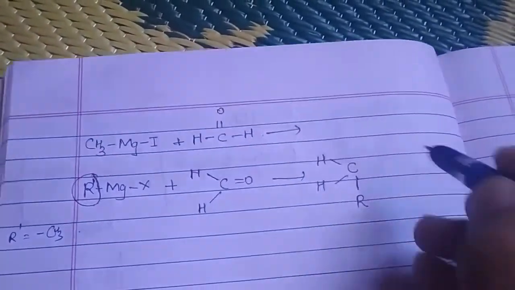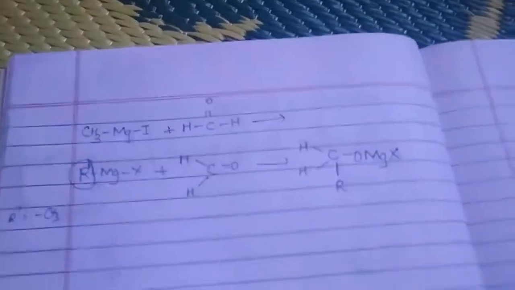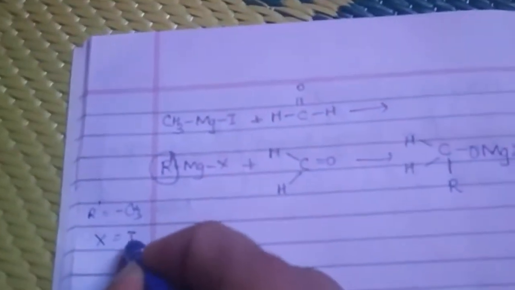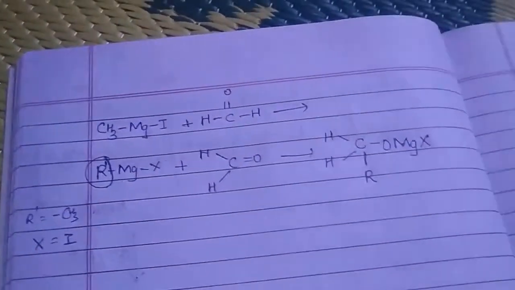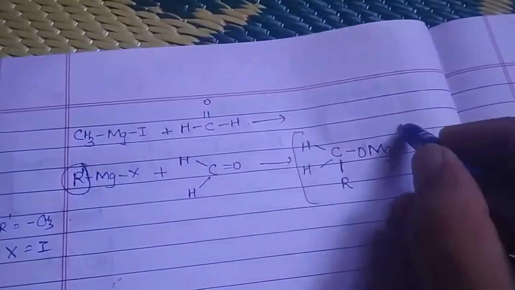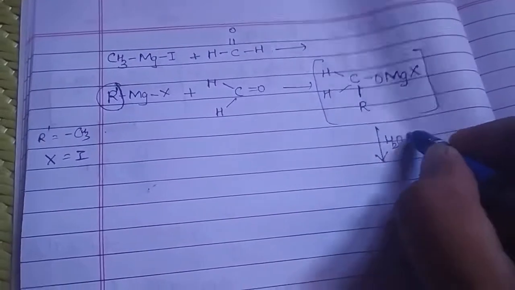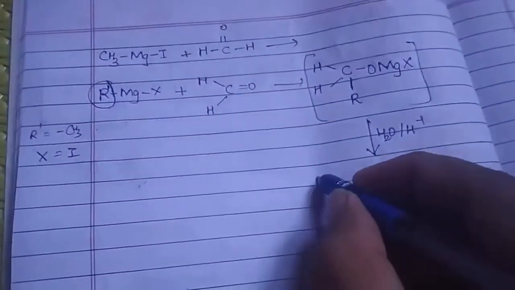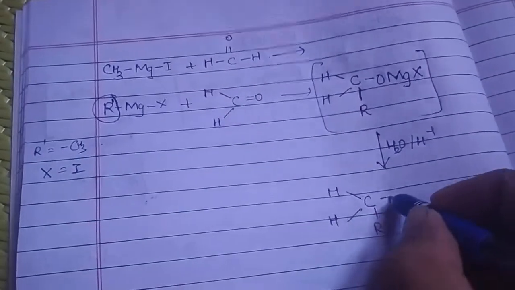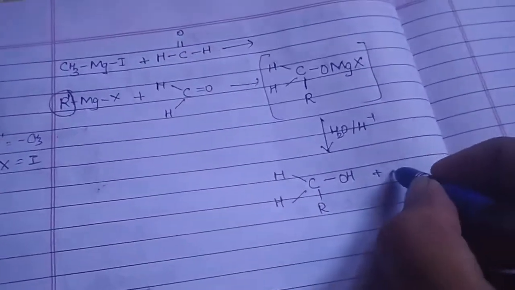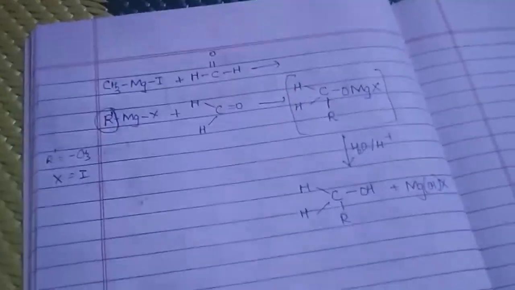Here R comes, and here you will get OMgX. And what is X over here? I. Yes. So X is I, R dash is CH3. So you have got an adduct. When this adduct undergoes acid hydrolysis, what are you going to get? HCH, R and then OH, plus you will get MgOHX.